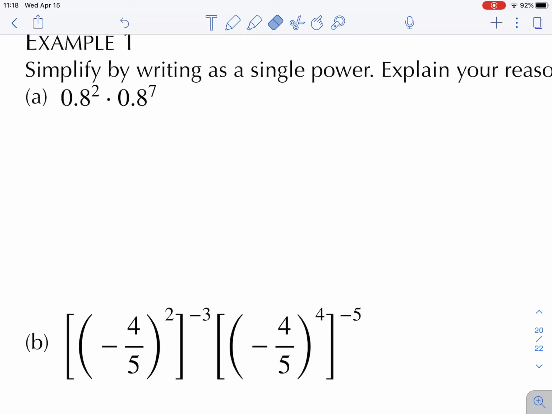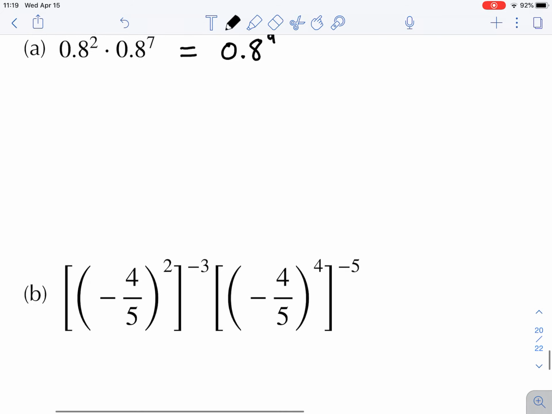0.8 squared times 0.8 to the 7. We are using multiplying a power by another power. The base is 0.8, so we have the same base in both of them. So we just need to add the exponents. So this can become 0.8 to the 9th power. We use multiplying a power by another power.